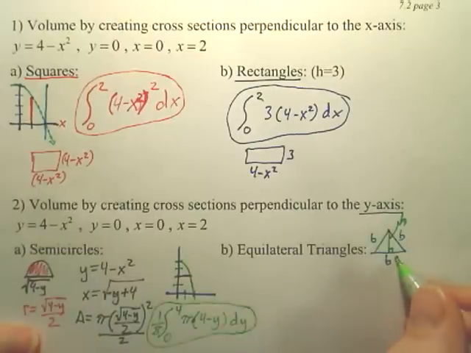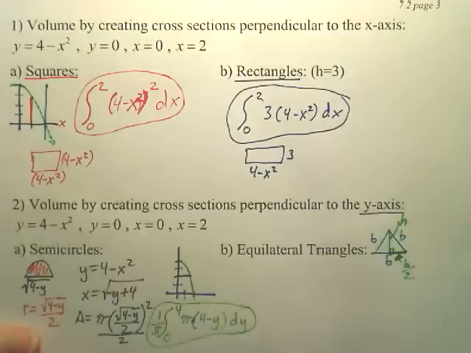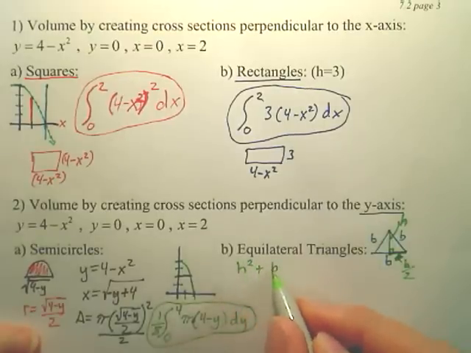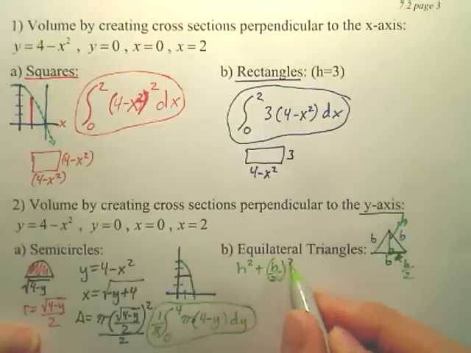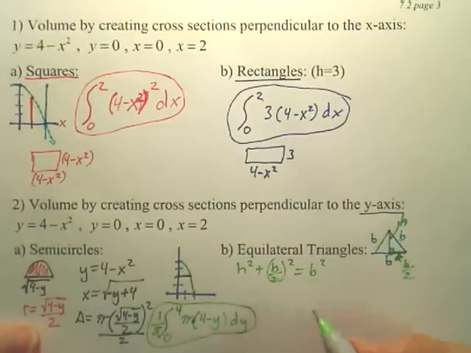What you realize is, what is this length right there? That length right there, isn't that half of b? Isn't this b? This is half of b, and isn't that h? There's something called the Pythagorean theorem. I could go h squared plus b divided by 2 squared equals b squared. A squared plus b squared equals c squared.